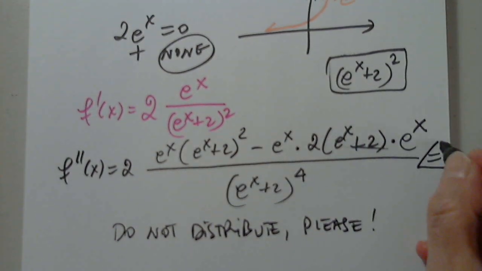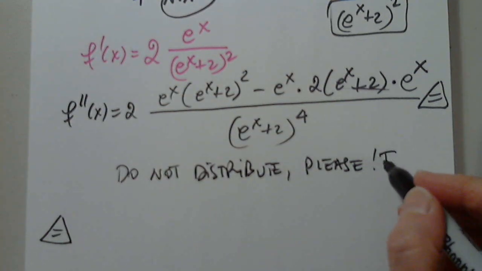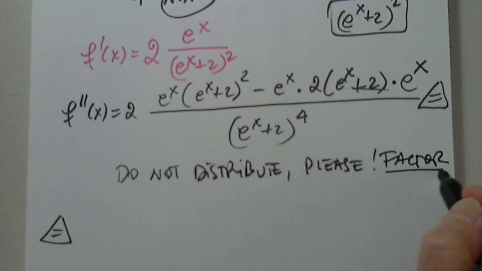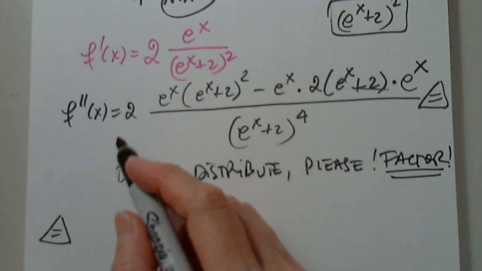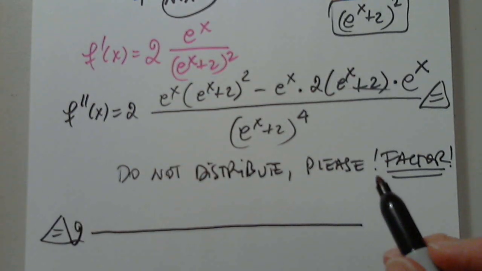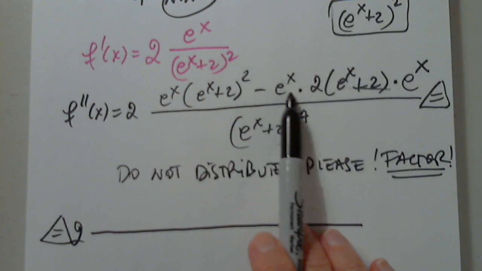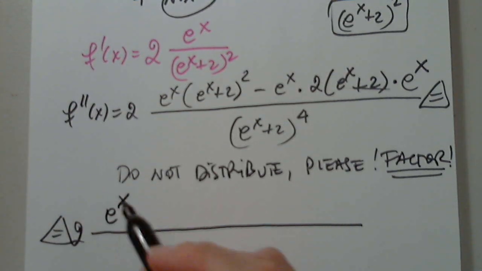What we are going to do is factor. So 2 is outside, waiting patiently. Has nothing else to do. I have an e to the x in this and an e to the x in this. So e to the x is a common factor to both.